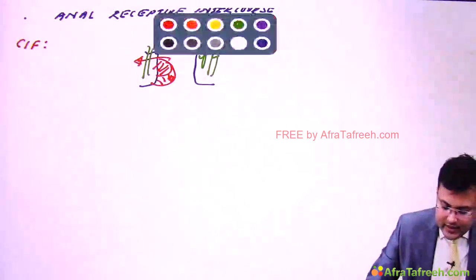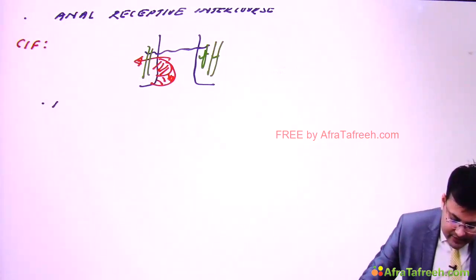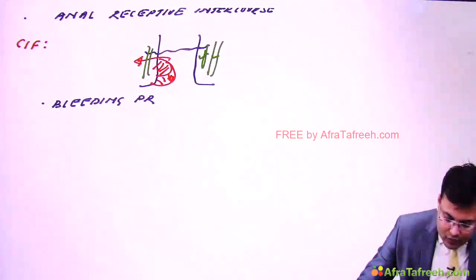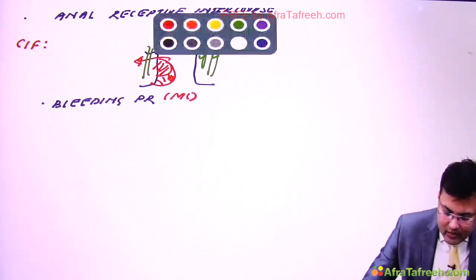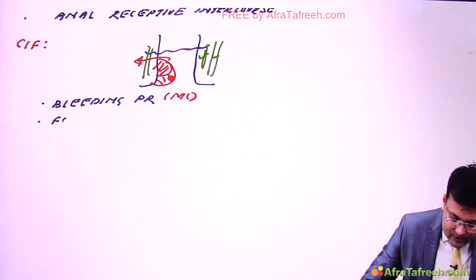So see the clinical features. These patients have bleeding per rectum. This is the most common symptom. What are the other symptoms? There is foul smelling discharge.